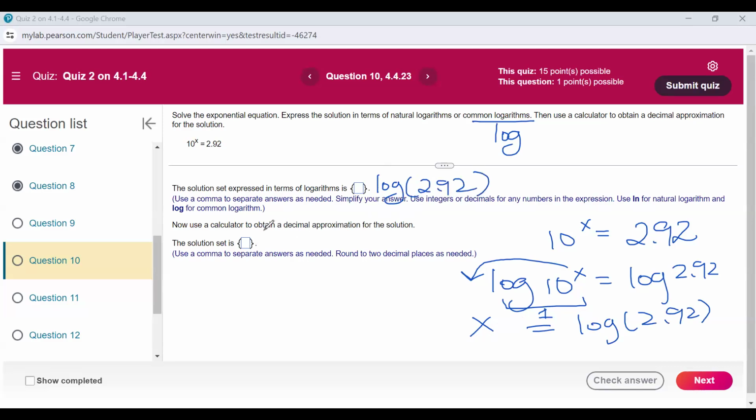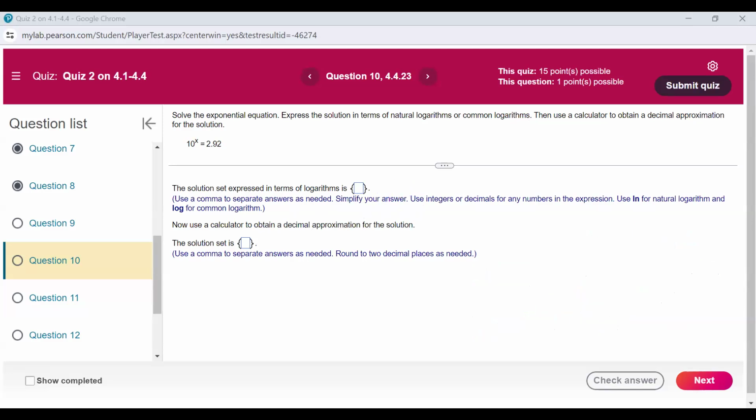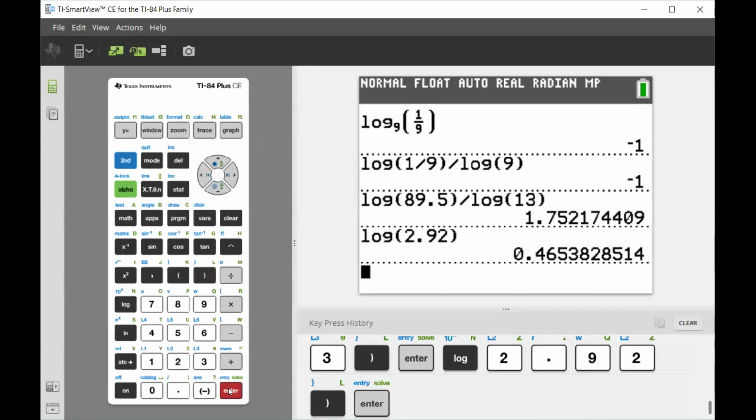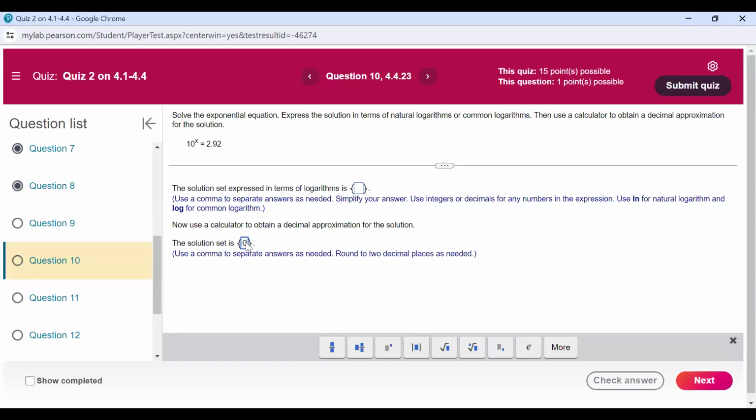And the solution set, then you would just type that into the calculator and type log. Let me just show that in the calculator. Log of 2.92. And I get 0.465, round to 2 decimal places, so 0.47. I will type in log of 2.92 there.